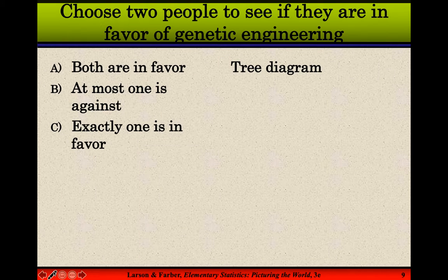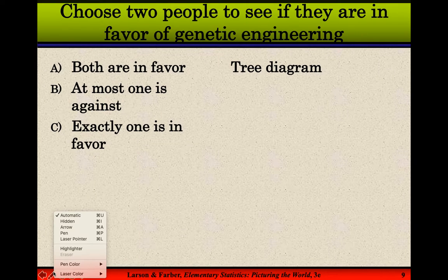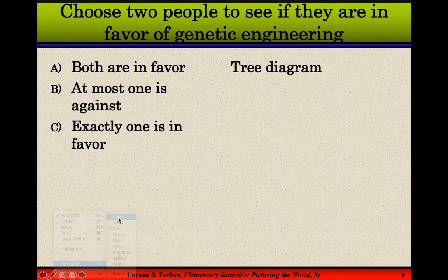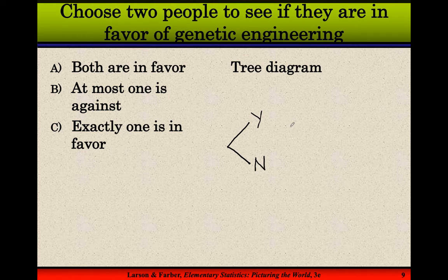Let's look at an example of an experiment that involves choosing two people to see if they're in favor of genetic engineering. The first thing we're going to do is to draw a tree diagram of our experiment. So I'm going to ask one person what they think about genetic engineering. They might say, yes, I am in favor of genetic engineering, but they could also say, no, I'm not in favor.